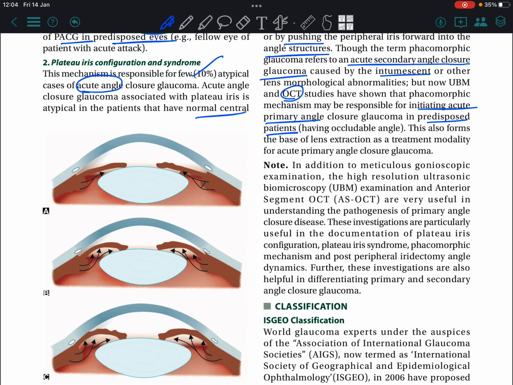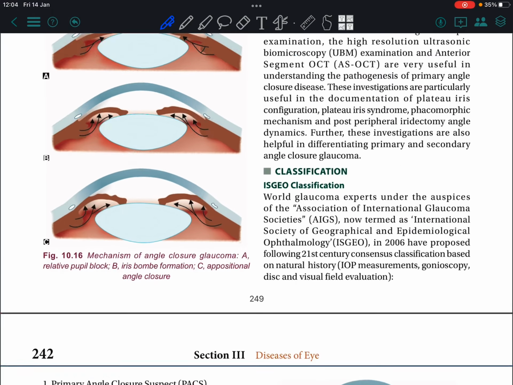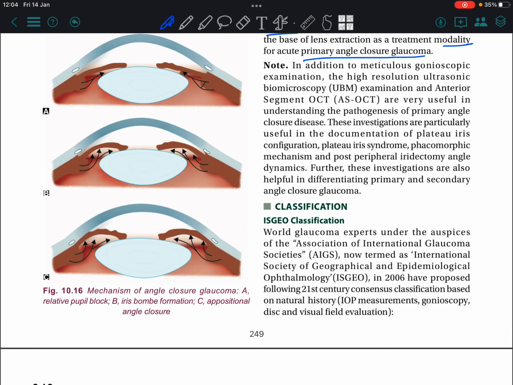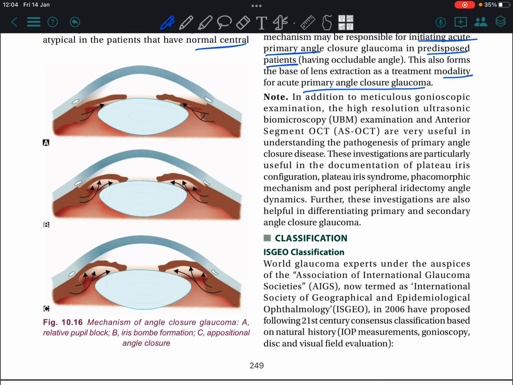This also forms the base of lens extraction as a treatment modality for acute primary angle closure glaucoma. Then the mechanism of angle closure glaucoma: A, relative pupillary block. B, iris bomb formation. C, oppositional angle closure, which becomes synechial angle closure. This is iris bomb.